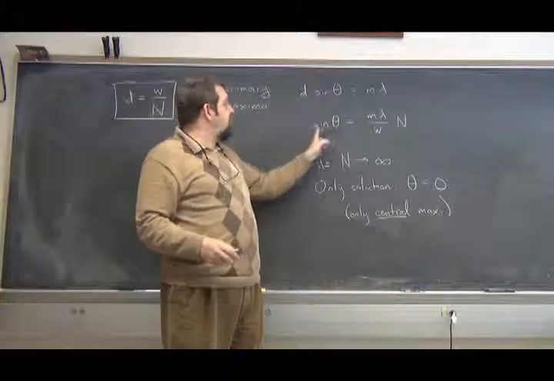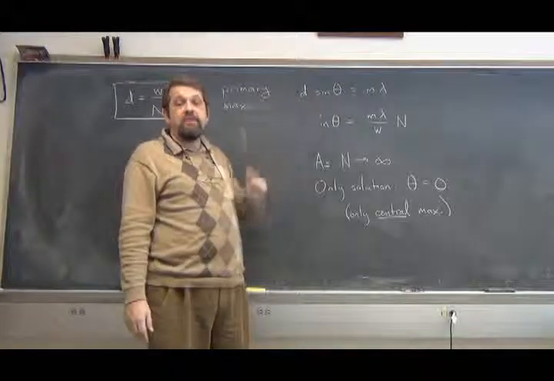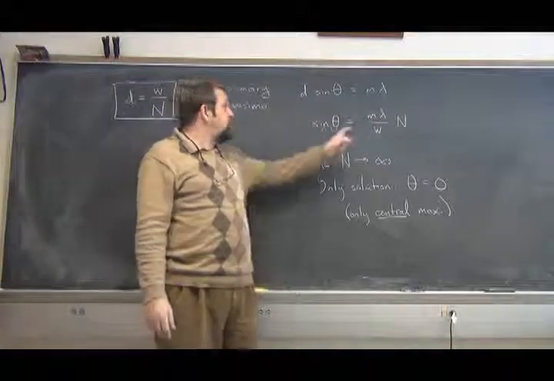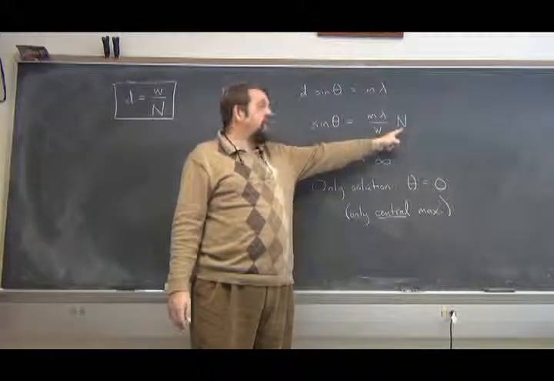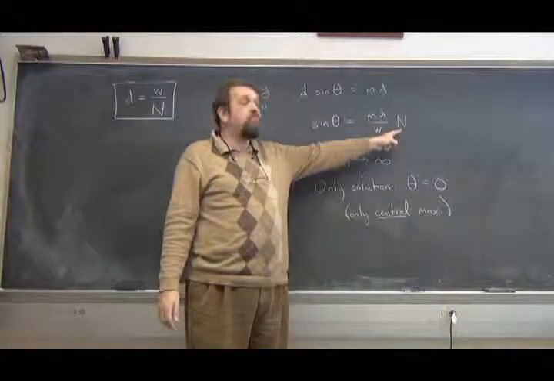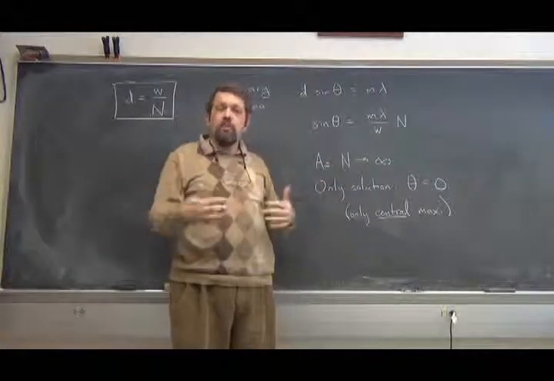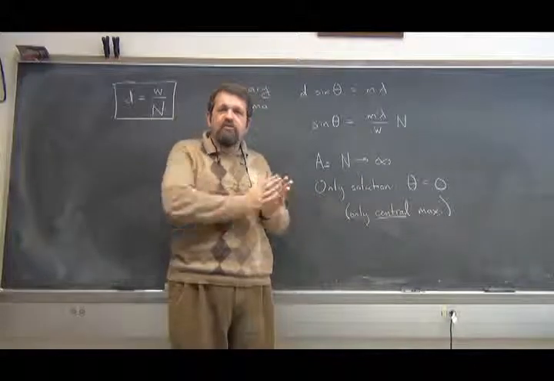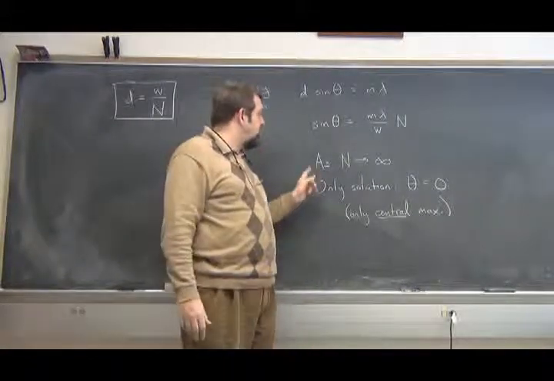So we can solve that for the angle. The sine of theta is equal to this, but we've also substituted the fact that this d is just W over N. So we get m times lambda over W times capital N, which is the number of slits. But we're going to imagine that that number of slits is immense. We're going to treat that single slit as composed of an immense number of tiny slits right next to each other.